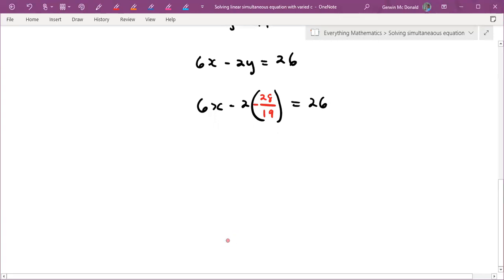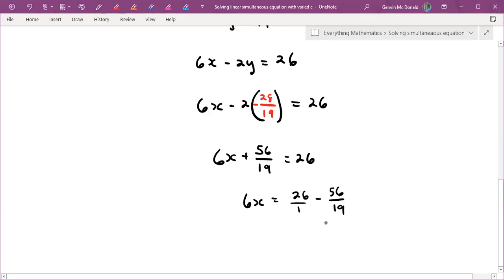All right, so that's giving me 56 over 19, so I could just multiply the top technically. So that will be, let me get back to the black, 6x plus 56 over 19 equal to 26. I send that to the other side, so I will have 6x is equal to 26 over 1 minus 56 over 19.